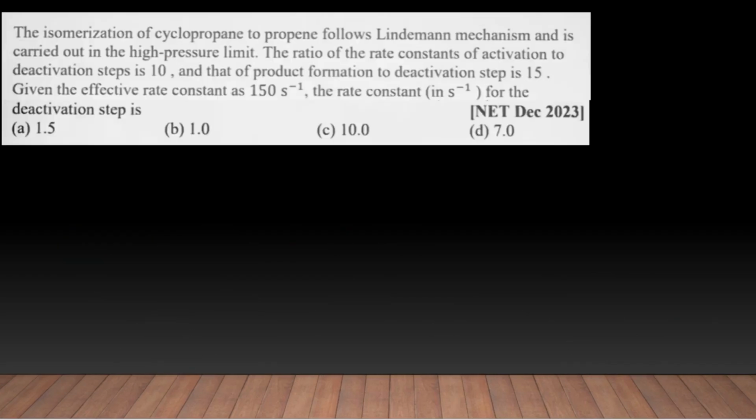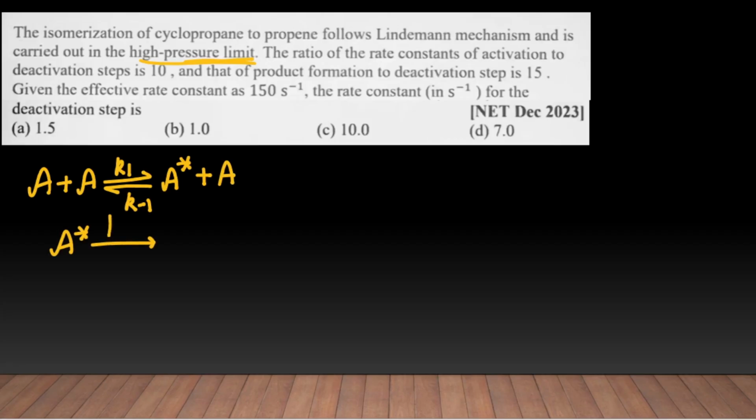Okay. Next one is this question. It says that the isomerization of cyclopropane to propene follows the Lindemann mechanism and is carried out at high pressure. The high pressure limit is being carried out. Firstly, it is the Lindemann mechanism. So what is the Lindemann mechanism? We have two molecules A and A. They are activated with the rate constant K1, giving us one activated molecule plus A, and the backward direction of it is K inverse, and in the second step this A star with the rate constant K2 gets converted into the product P.